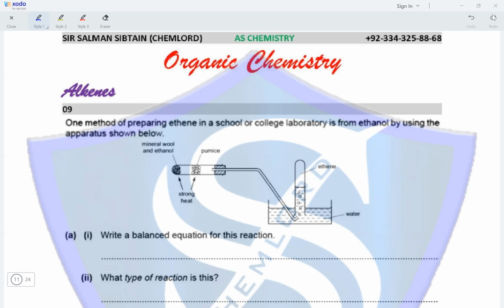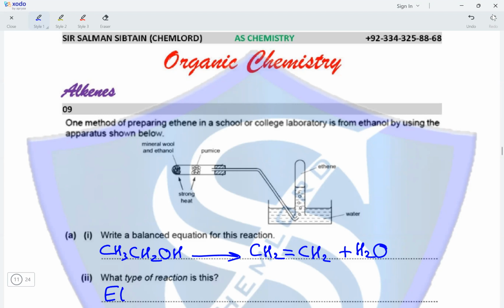So this reaction is the conversion of ethanol, which is CH3, CH2OH into ethene, which is CH2 double bonded to CH2, and the other product would be H2O. So this is dehydration of alcohol. What type of a reaction is this? It is an elimination reaction, which is also known as dehydration.